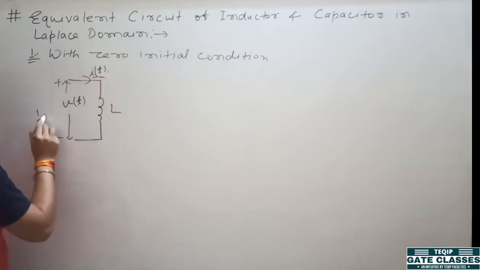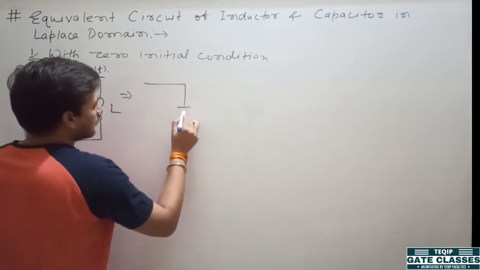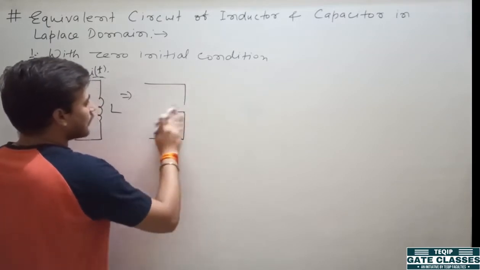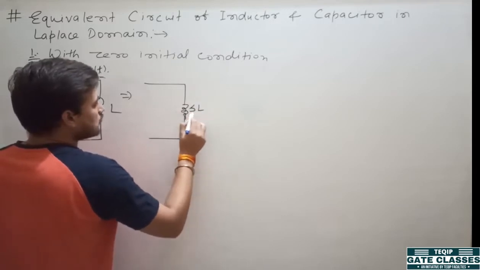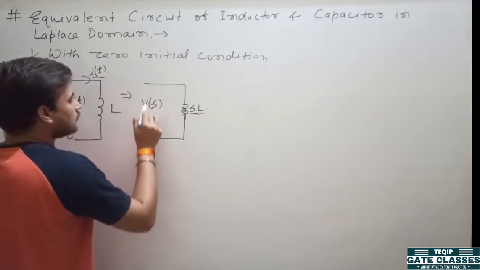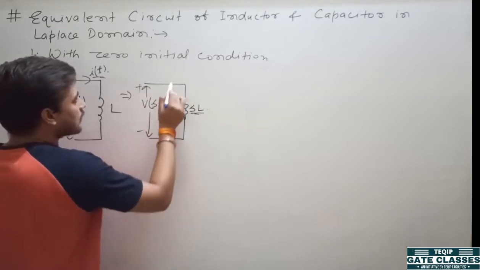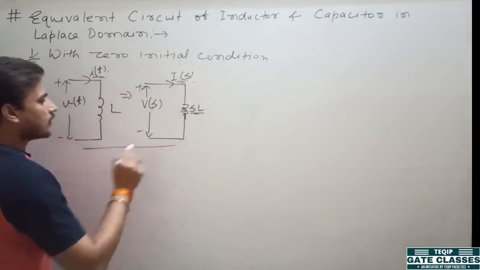So now this can be replaced in Laplace domain. Inductor will be replaced by S into L. Here the Laplace transform of Vt will be Vs, and here the current will be Is. Clear? This is for inductor.